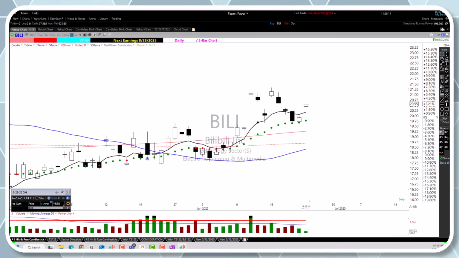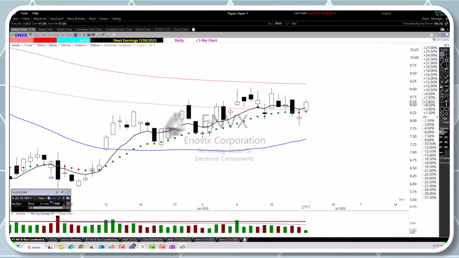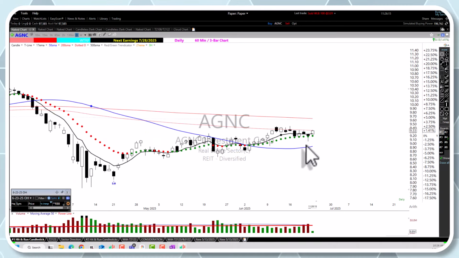Always look through several charts. You might find some that are better looking than others. And there we go. Oh, we already looked at that one. I'm going to flag that.